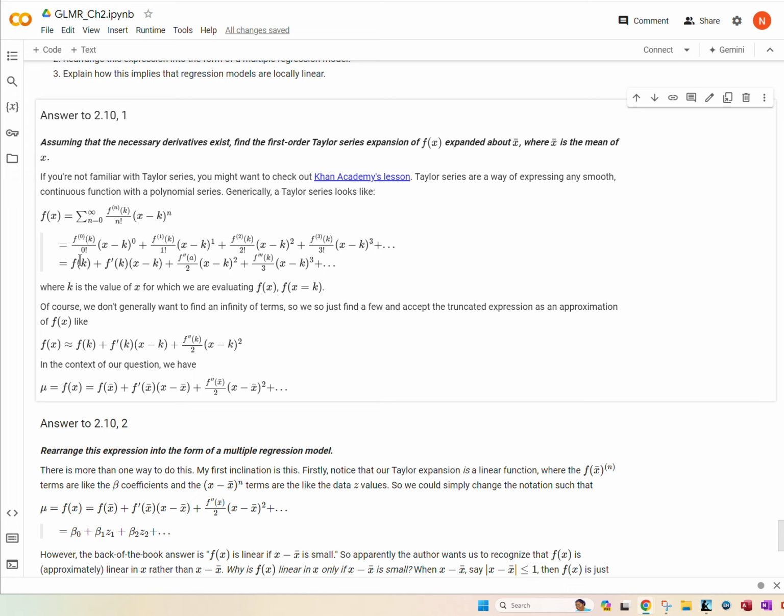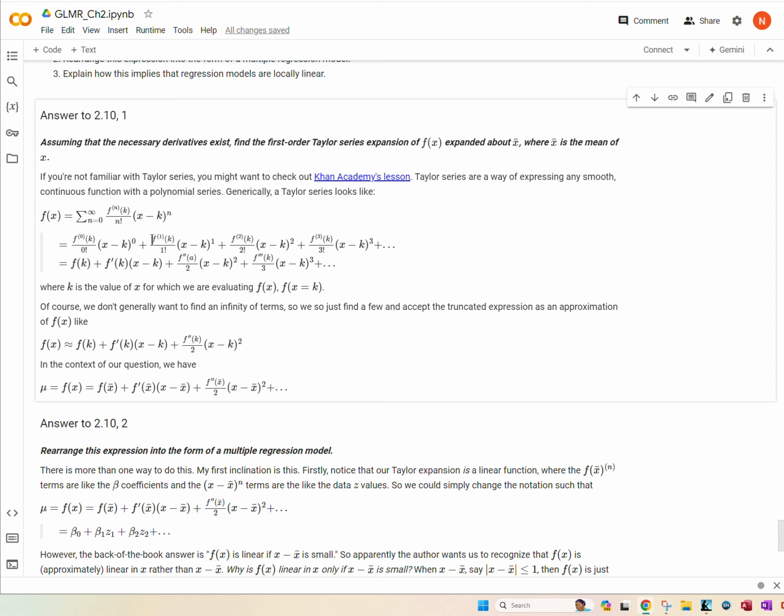We can further simplify this. If we take this whole expression, because x minus k to the 0th power is just 1, we multiply this thing by 1, and so we can just ignore that. So you see that its simplified term here doesn't have the x minus k. Because 0 factorial is 1, we don't have to have f of k as a fraction. And the 0th derivative is no derivative at all. It's just f of k, f of x at x equals k. So that's the first term.